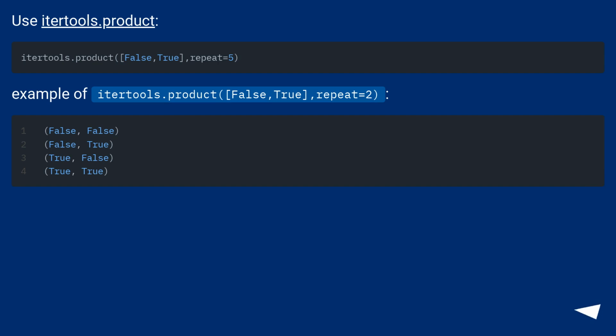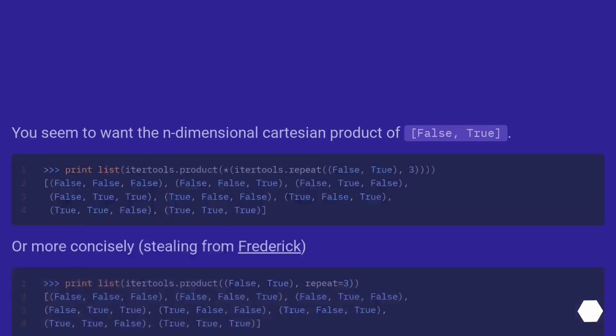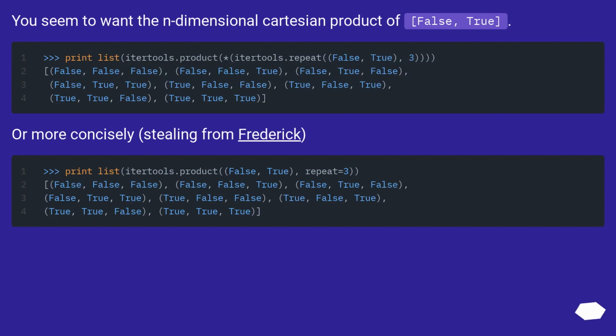Use itertools.product. Example of itertools.product: False, True, repeat equals 2. You seem to want the n-dimensional Cartesian product of False, True.